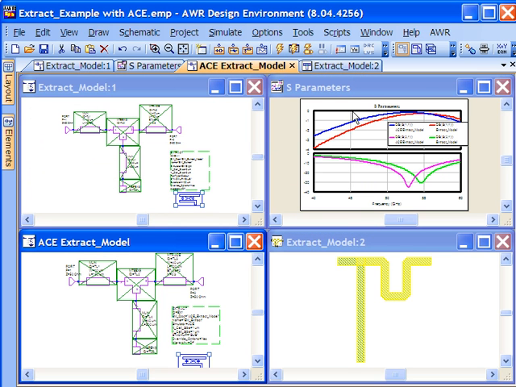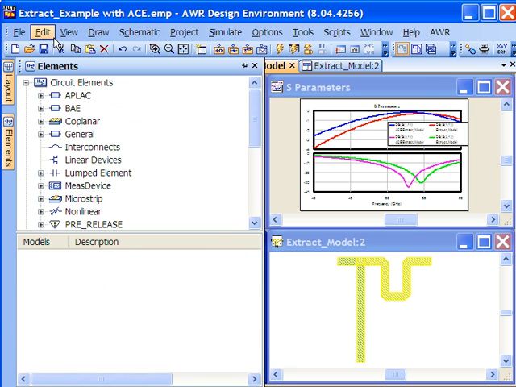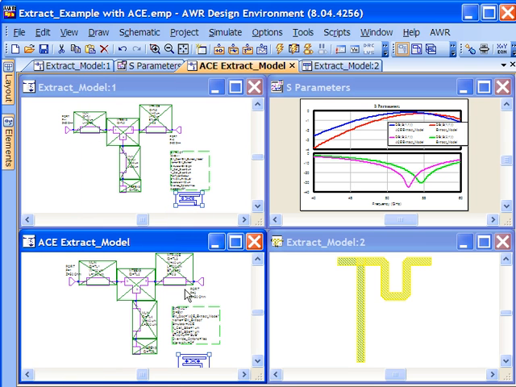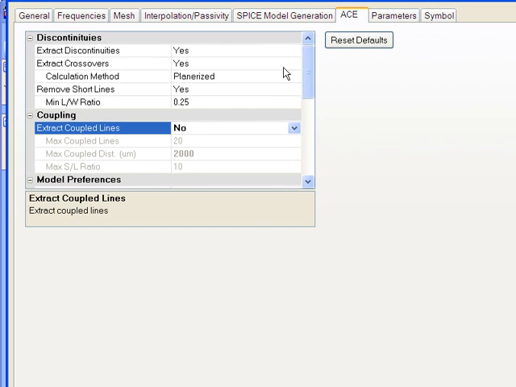Well, when we simulate this, we don't pick up a whole lot of extra accuracy. The reason for that, if we go and look at what's going on with our project, is that we're not capturing the coupling to the parallel segments here. So if we want to capture the coupling, we need to turn on the ACE capability to capture coupled lines.